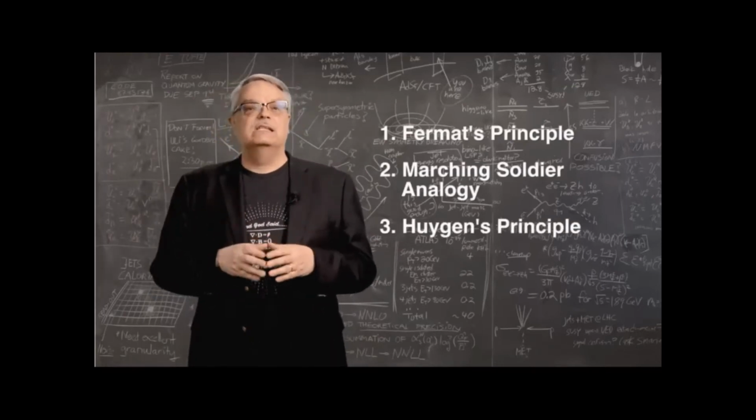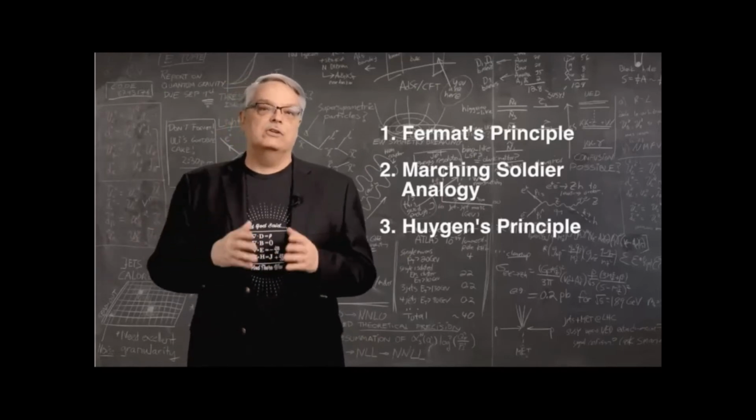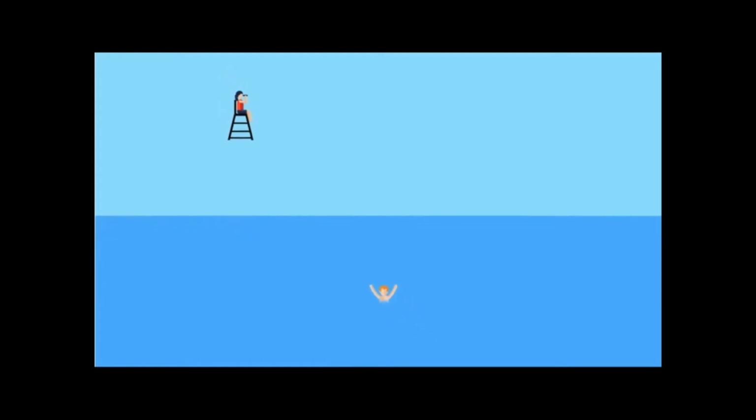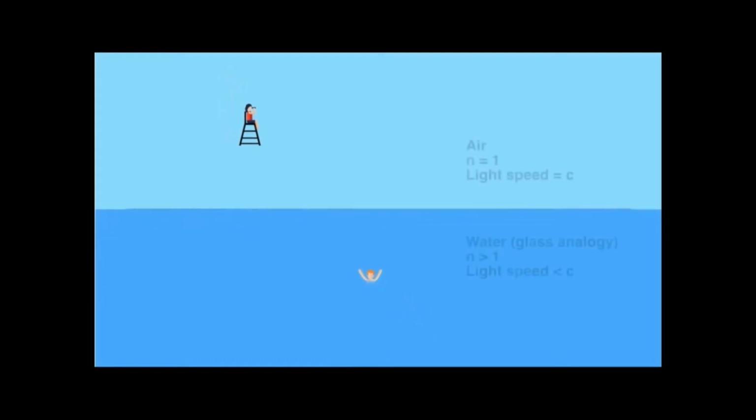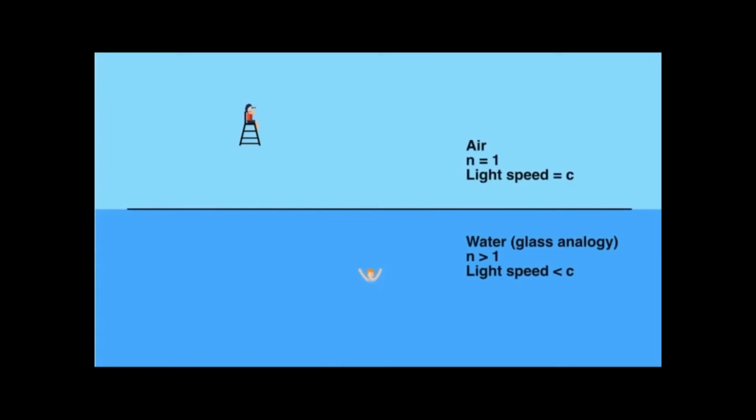Fermat's principle says that light will travel from one point to the other, taking the minimum amount of time. It's often explained in terms of a lifeguard and a drowning swimmer. In order to maximize the chances that the swimmer will be saved, the lifeguard needs to get to them as soon as possible. So what path does the lifeguard take?